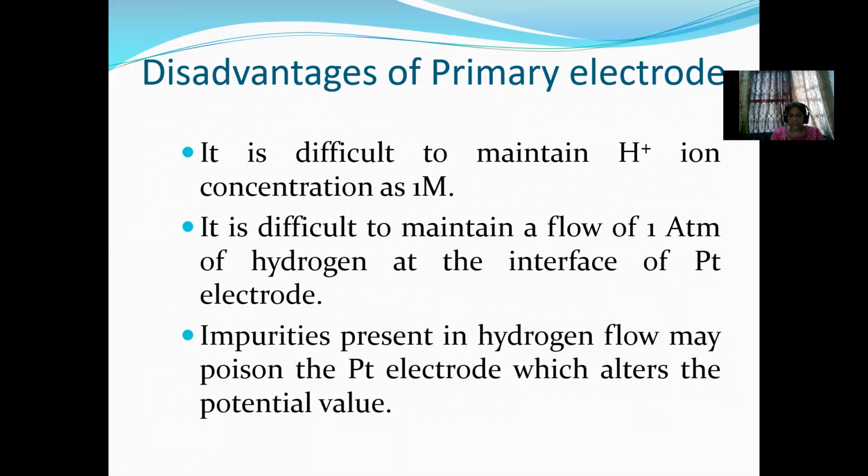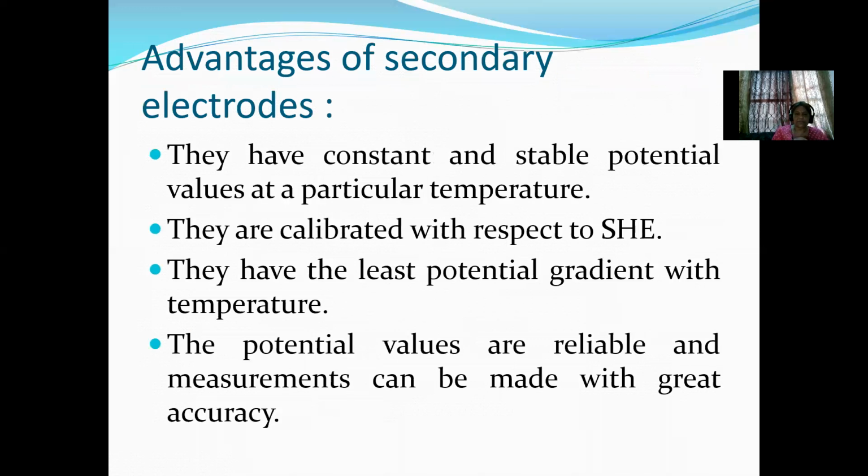Suppose you are measuring the electrode potential of a zinc electrode by using the standard hydrogen electrode, and you may not get the accurate value of the electrode potential. So these are the demerits of the hydrogen electrode. That means for all the cases we may not use the standard hydrogen electrode.